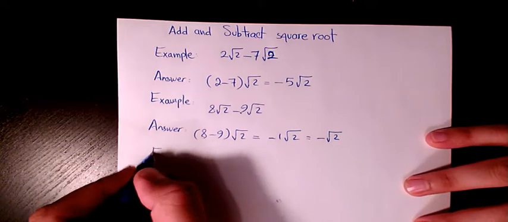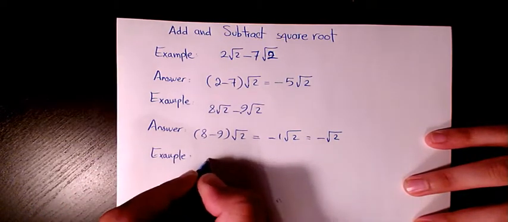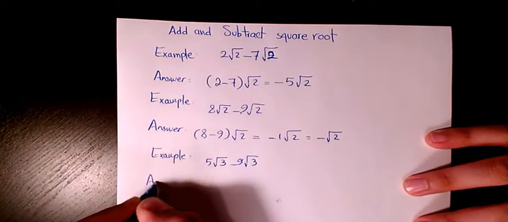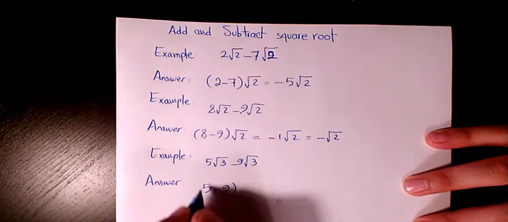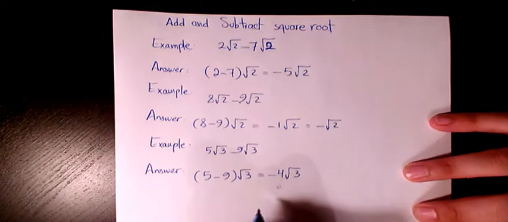Next example, 5 root 3 minus 9 root 3. Answer is 5 minus 9 times root 3, which is negative 4 root 3.